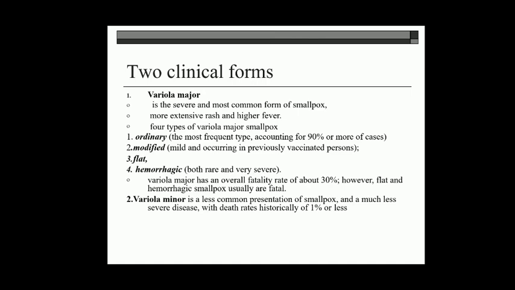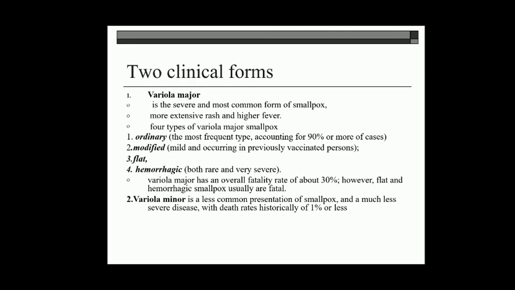And the third one is flat, and the fourth one is hemorrhagic. It is very rare and very severe. Variola major has an overall fatality rate of 30%. The persons who are having these types of symptoms have 30% chances of death. However, flat and hemorrhagic smallpox are usually fatal. In hemorrhagic you can see there will be bleeding from the spots.